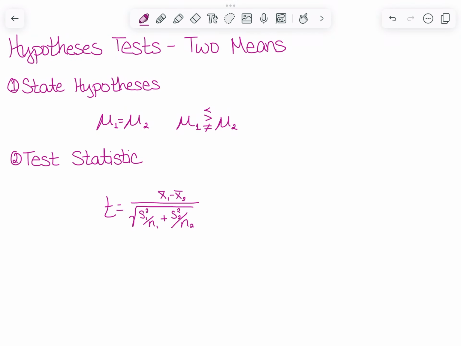The test statistic is given by x1 bar minus x2 bar divided by the square root of s1 squared over n1 plus s2 squared over n2.